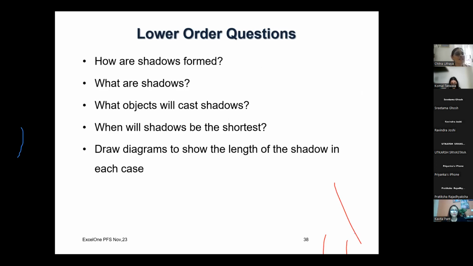We'll go into physics. So these are some lower order questions. I'm sure we ask these questions all the time. How are shadows formed? What are shadows? What kinds of objects will cast shadows? When will shadows be the shortest, etc. Now let's see how we can ask higher order questions based on the same concept.